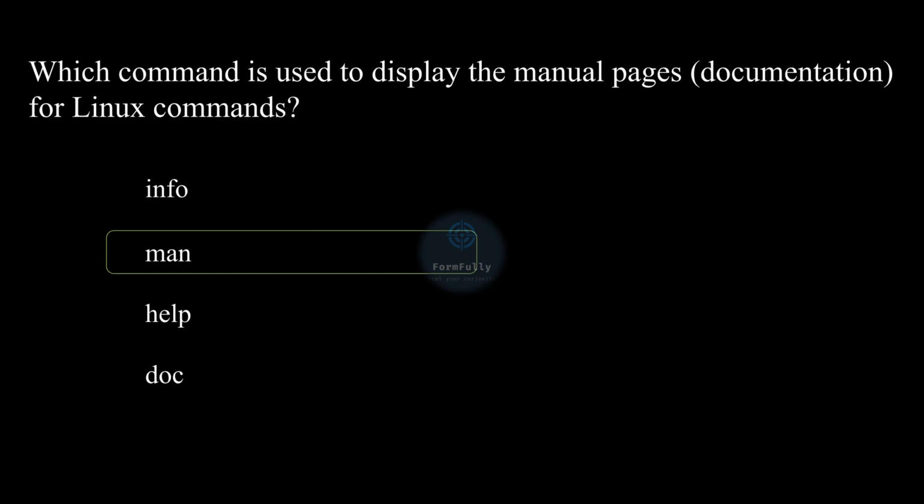The other options are incorrect as info is another command for viewing documentation but is less common. Help is typically used to get command-specific help within the shell, and doc is not a standard command in most Linux distributions. So the correct option is B.